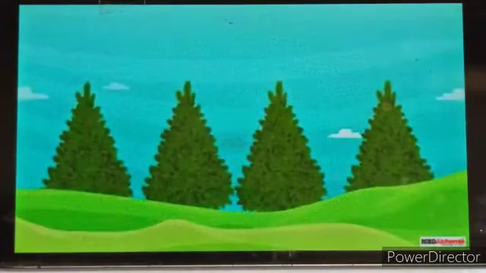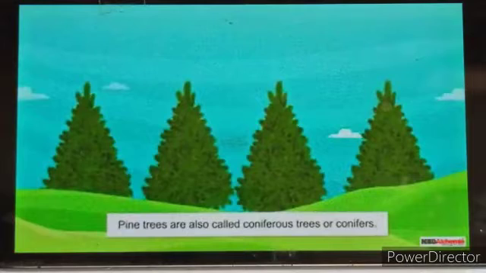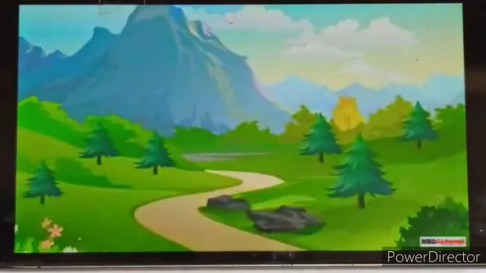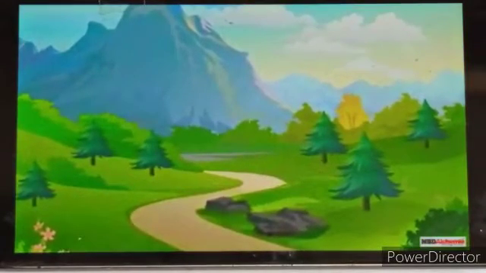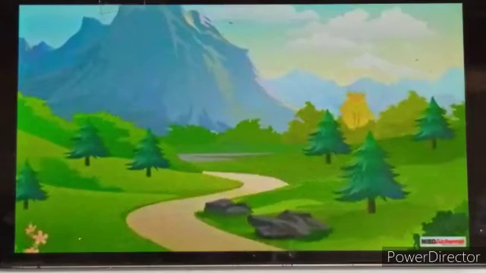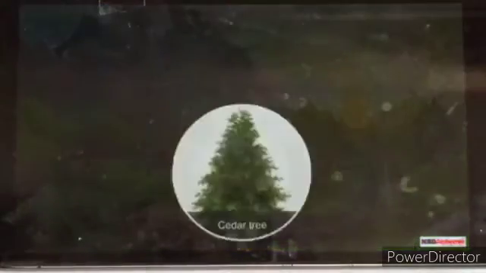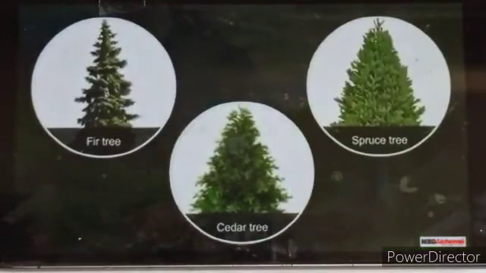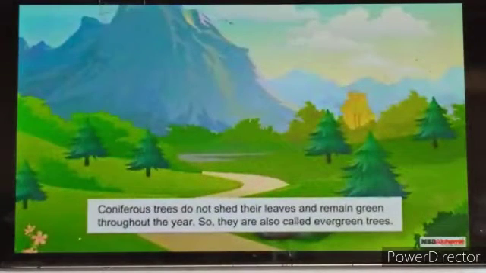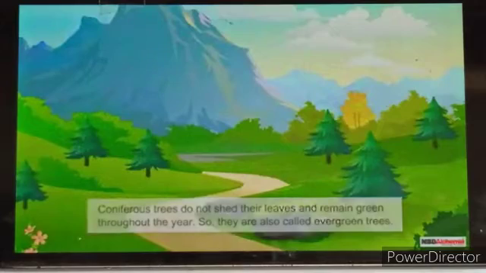Such cone-bearing trees like pine are also called coniferous trees or simply conifers. So these are the adaptations that make it easy for pine trees to survive in hilly regions. Not only the pine trees, there are many other coniferous trees like cedar, fir, and spruce that have similar adaptations to survive in winter. Like pine trees, all coniferous trees do not shed their leaves and remain green throughout the year. So, they are all called evergreen trees.